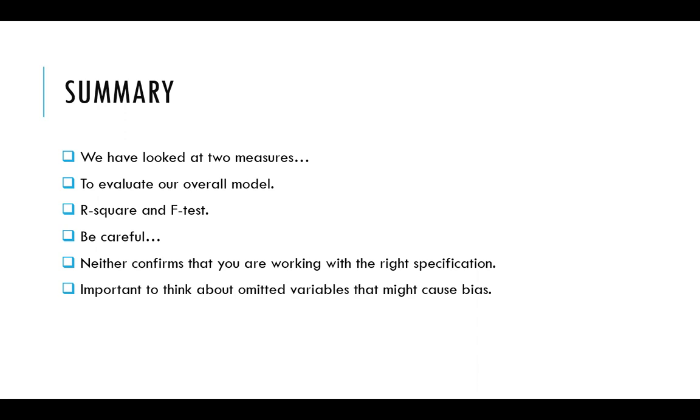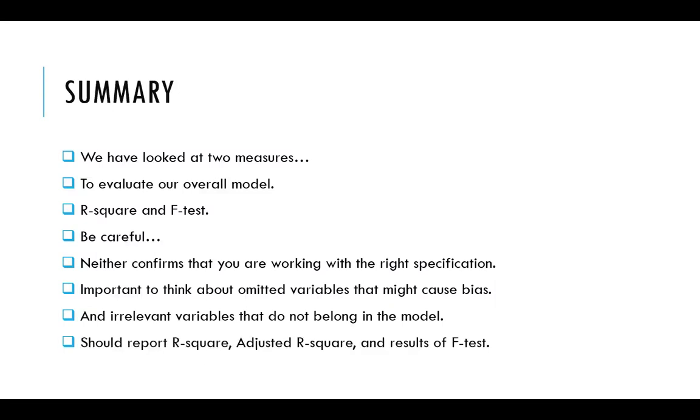It's important to think about any omitted variables that might cause bias in your model, for example, and our R-square and F-test do not shed any light on that. And there could be irrelevant variables that don't belong in the model, and again, our R-square and our F-test do not shed light on that. As I've already noted, you should report your R-square, you should report your adjusted R-square, and you should give the results of an F-test when you're doing this kind of statistical work. But don't you hang your hat on them. Having a super high R squared and passing your F-test doesn't guarantee that this is really good work. So keep that in mind.